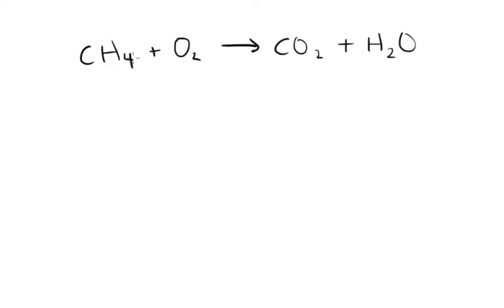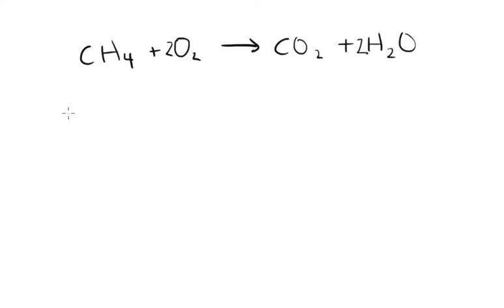So we see carbon, carbon, same number of carbons on both sides, so no coefficients we need to put. 4 hydrogens, 2 hydrogens, so I'm going to put a 2 here. And we have 2 oxygens and 4 oxygens, so I'll put a 2 here. So this is a balanced reaction. So now we can do some stoichiometry.